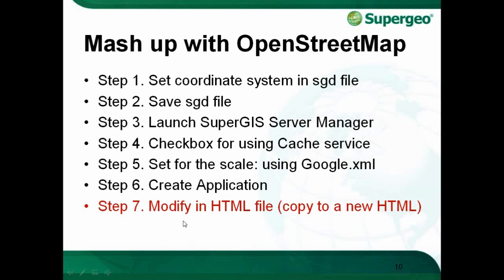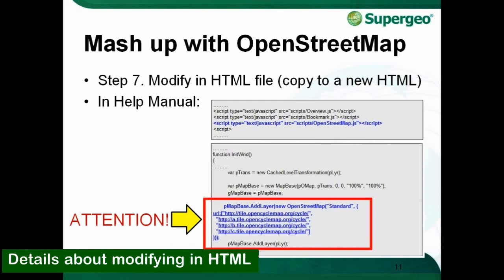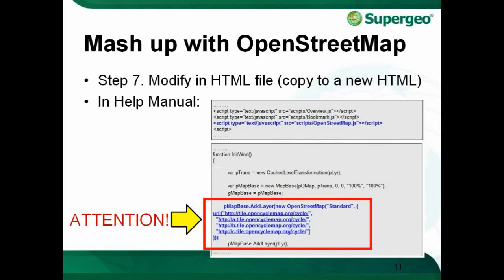For the last step, modification, we can firstly copy to a new HTML file, and then in the help menu, there is a hint to show you how to add some code in the HTML file. There are two parts. One is in the top of the code here. It means to quote from OpenStreetMap. Second, the contents in the rectangle here must be added to the corresponding paragraph in the HTML file.